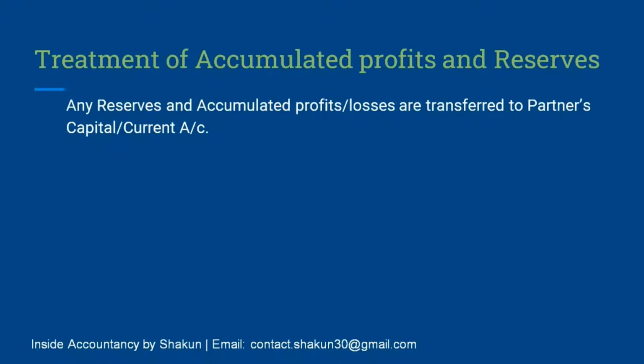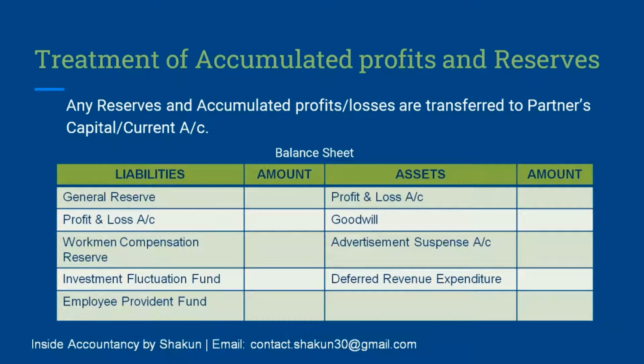Now, the various accumulated profits and reserves can be seen in the balance sheet. These are the basic funds or the reserves that may be given in a question. General reserve, P&L account, workmen compensation reserve, investment fluctuation fund, P&L account on the asset side also, goodwill, advertisement suspense and deferred revenue expenditure. All the items that are mentioned on the liability side have a CR balance, and all the items that are mentioned on the asset side have a DR balance.